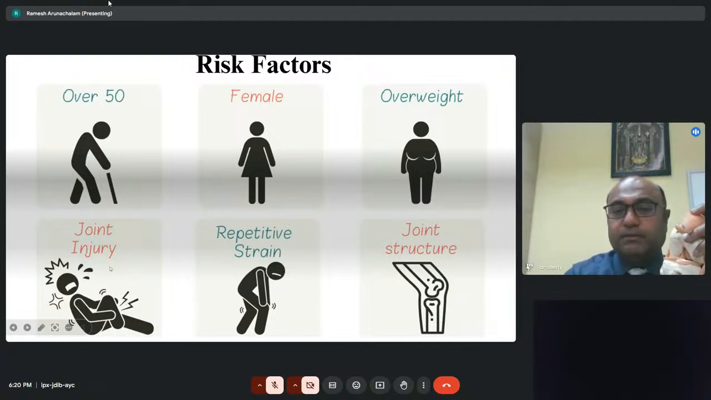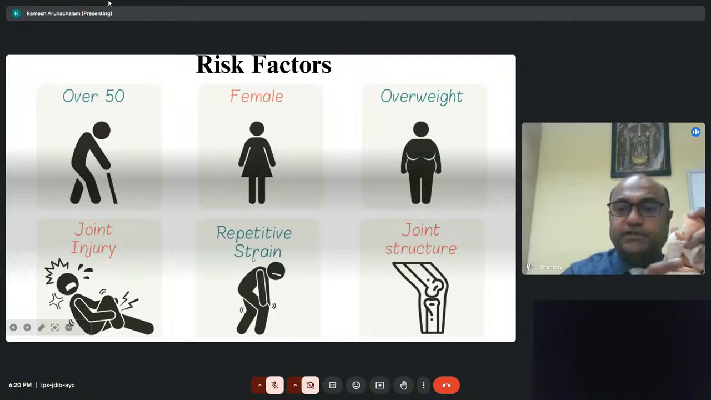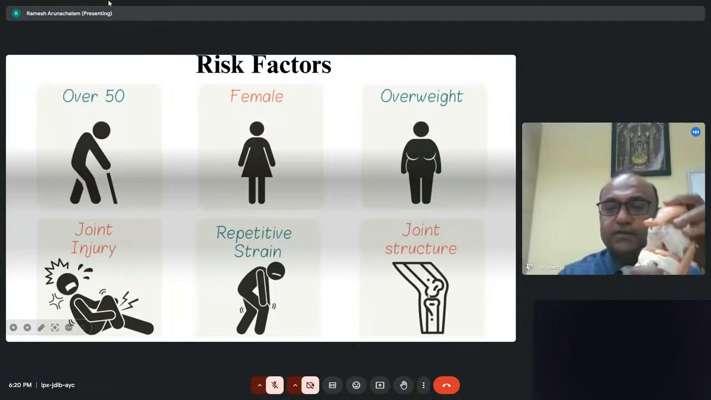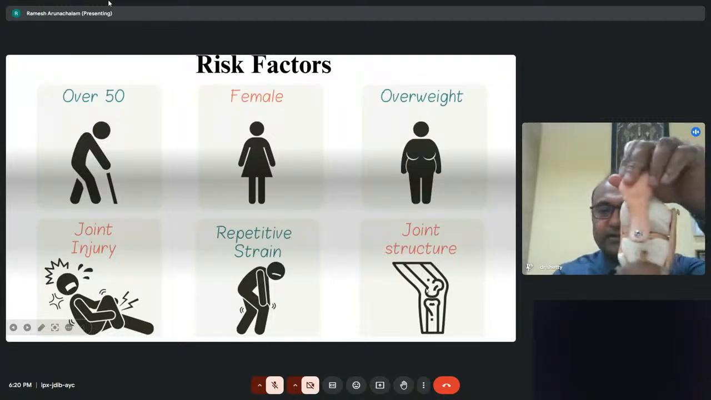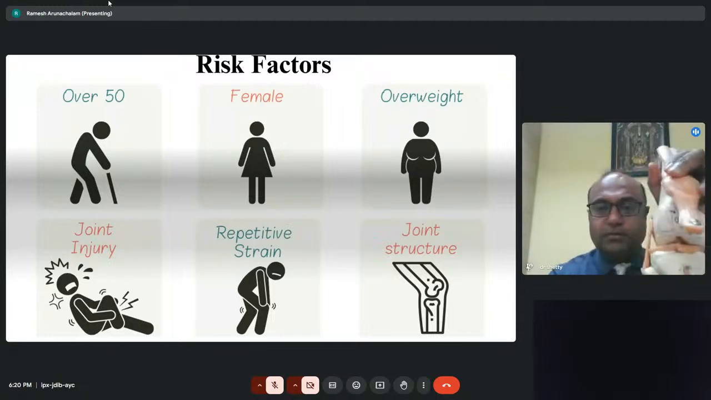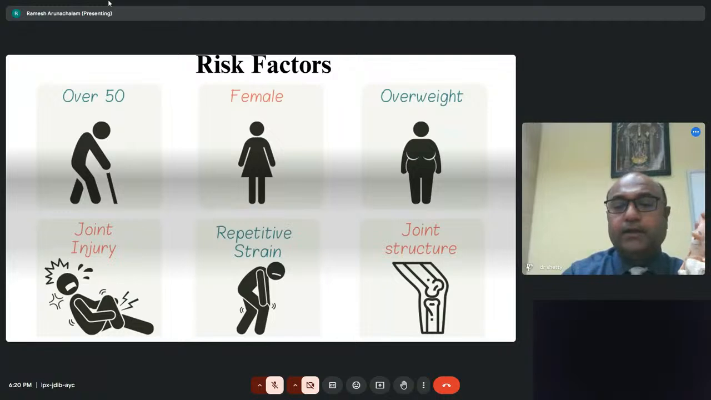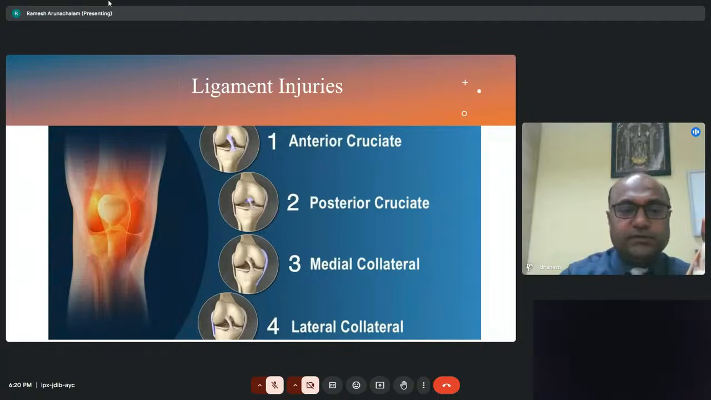If a person is involved in a bad lifestyle, or in heavy impact on the knee, then this can also cause repetitive strain. And some people's joint structure, and we'll discuss that, some people's knees are not exactly straight. It is bent in one direction or the other. So this abnormal bend can also cause arthritis earlier in life. Next. So we discussed the ligaments.